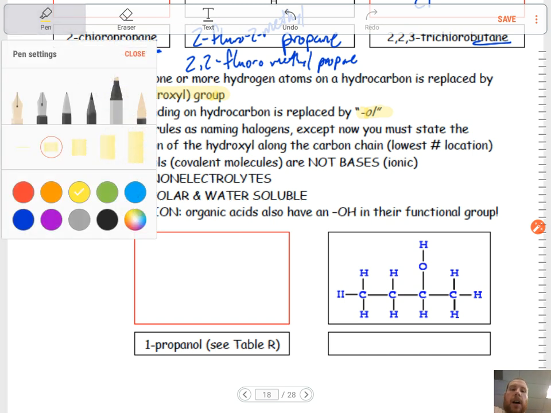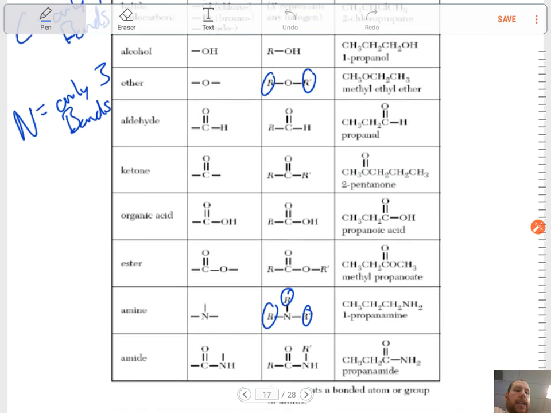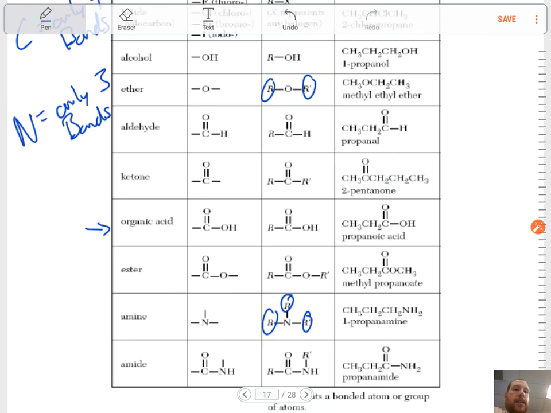Notice here, and we're going to talk about this later on in these 2 videos, that they look similar to organic acids, but organic acids are more complex. So again, when in doubt, you're going to go back and look at Table R. Look how the organic acid compares to an alcohol. An alcohol only has an OH.